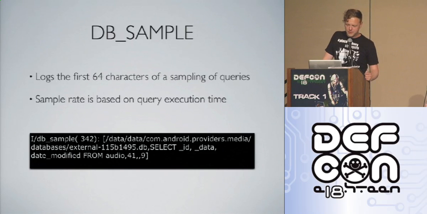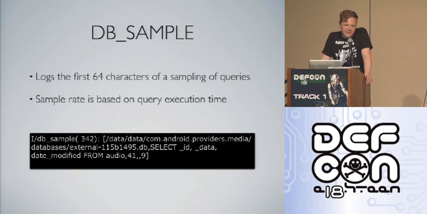So one of the first things that we tripped over with SQL keywords is that actually in 2.2 there's a new series of log data that appeared in the event log. And the event log, for the most part, at least in 2.1, doesn't seem to contain anything that makes a lot of sense when you're just looking it over. But this data is a little bit more interesting. So there's apparently a hook in the SQLite driver that actually logs the first 64 characters of a sampling of queries that are run through that driver. And the sample rate is based on query execution time.